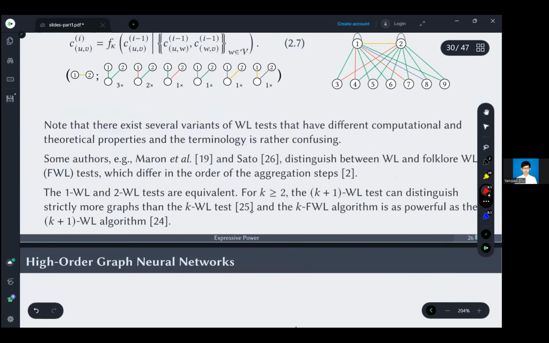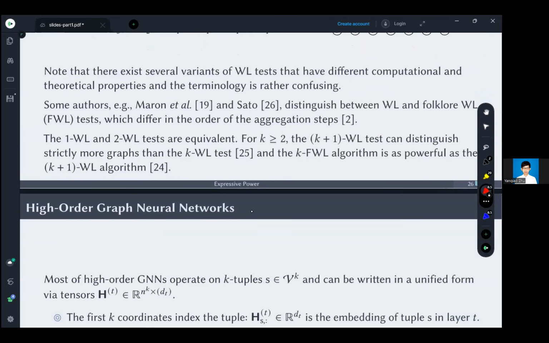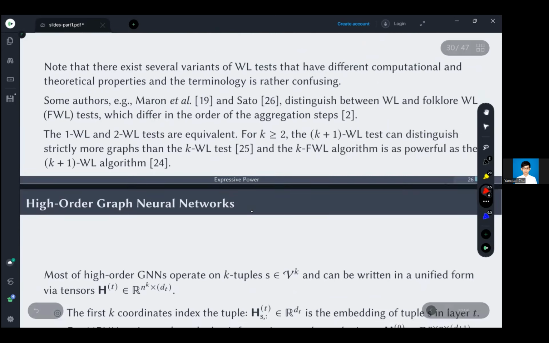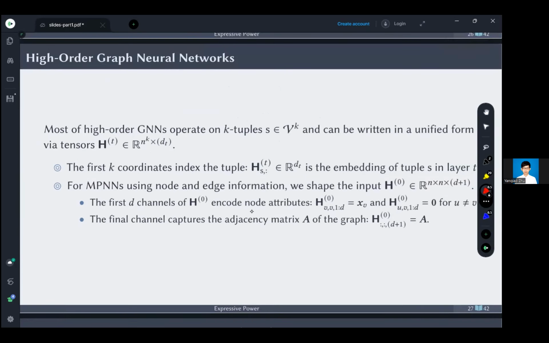You don't need to know about those details here, but the only thing to remember is that there are differences, and the FWL test is stronger than the WL test by one dimension, basically saying that the k-dimensional FWL test is equivalent to the (k+1)-dimensional Weisfeiler-Lehman test. And how can we mimic these kinds of operations with a graph neural network model? This is today's focus.